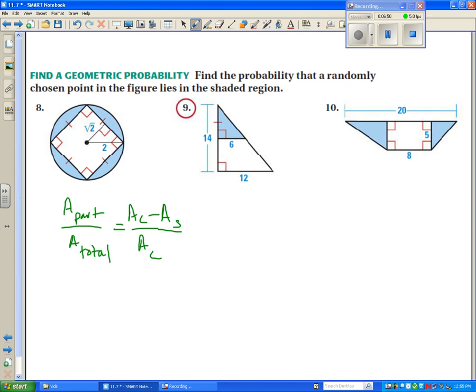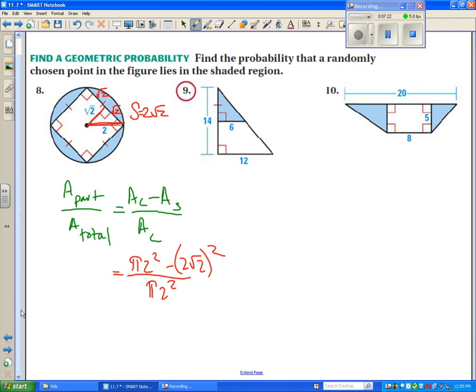Alright, so now we just need our pieces to plug into that. Our radius is 2, so our circle's easy to find. Now, if this is 2 and this is root 2, this is a 45, 45, 90 triangle, which makes this root 2. And if that's root 2, this is root 2, which means the side length is 2 root 2. Just using 45, 45, 90 triangles. And then I just plug in my values. Pi 2 squared, that goes on top and it goes on bottom, minus the square of 2 root 2 squared.